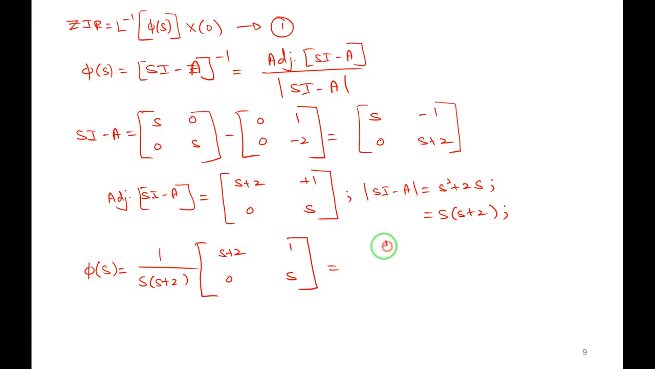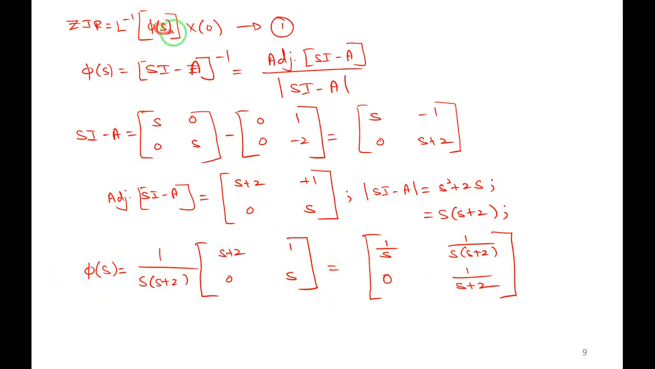So what will I be getting? 1 by s. Next, the second element, 1 divided by s into s plus 2. Then the third element 0, if I divide it, it will be 0. Then the fourth element s divided by s into s plus 2, the s will get cancelled, so I will be getting 1 by s plus 2. If there are any mistakes, please let me know. Don't wait till next. If right, this is correct. Phi of s we have calculated.